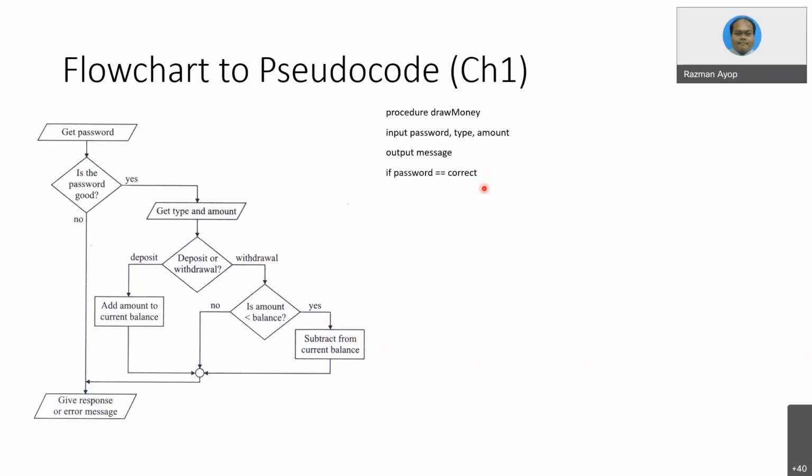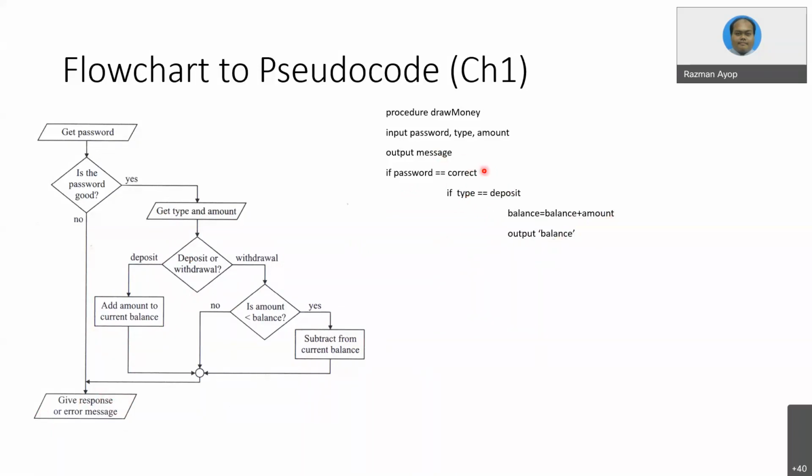The first step is to check the password. If the password is correct, then you go here, to type and amount. The first one is the type. If the type is deposit, you go here, and you calculate balance equals balance plus amount, and output the balance, so you show the message of the balance.